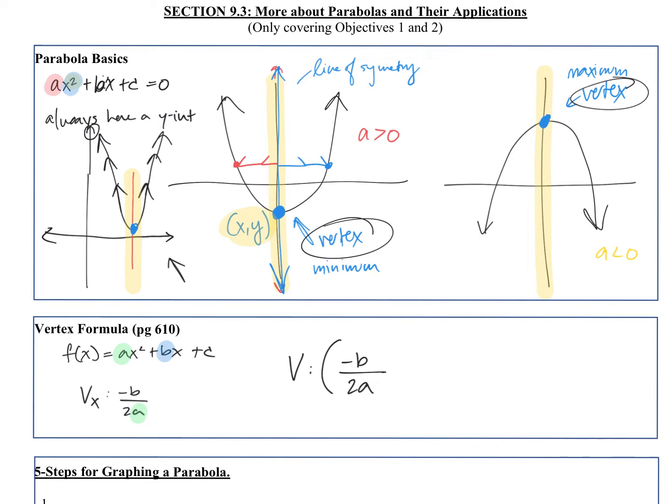And then how do we find the v sub y value? Because remember, it's a point, so we need an x and a y.